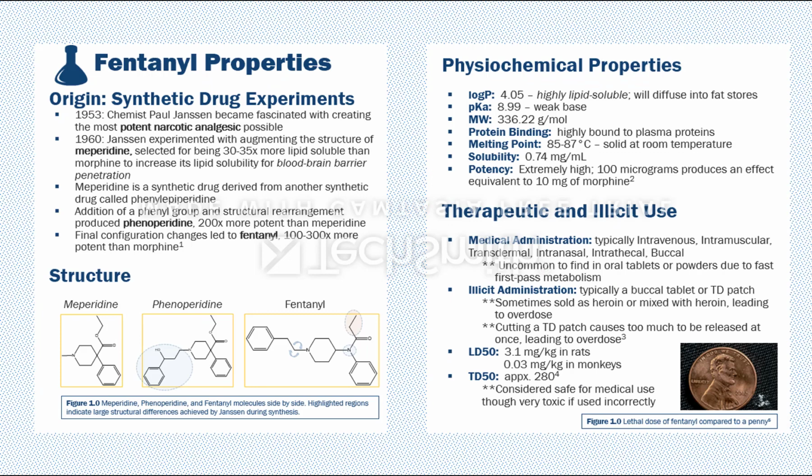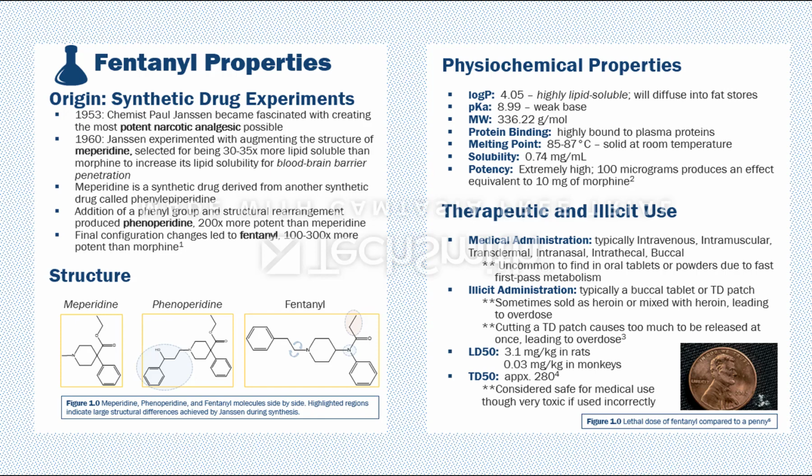So in 1953, a chemist named Paul Janssen became fascinated with the idea of creating the most potent narcotic analgesic possible. He specifically wanted to experiment with synthetic drugs, and he selected meperidine, which is a synthetic drug derived from another synthetic drug called phenylpiperidine. And he selected meperidine because it's 30 to 35 times more lipid soluble than morphine, and lipid solubility is important for blood-brain barrier penetration, which is necessary in analgesics to produce the effect in the brain.